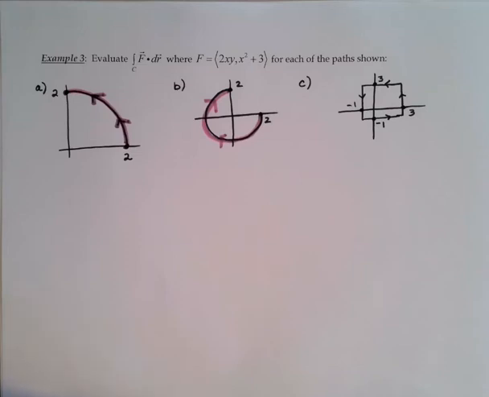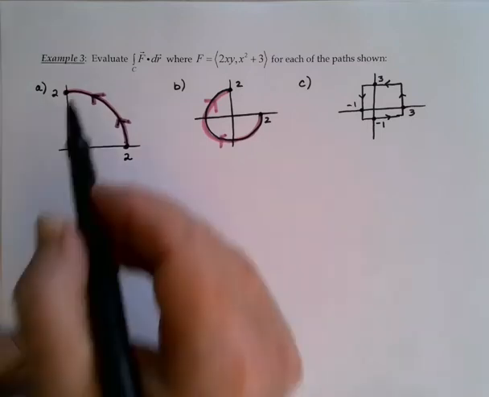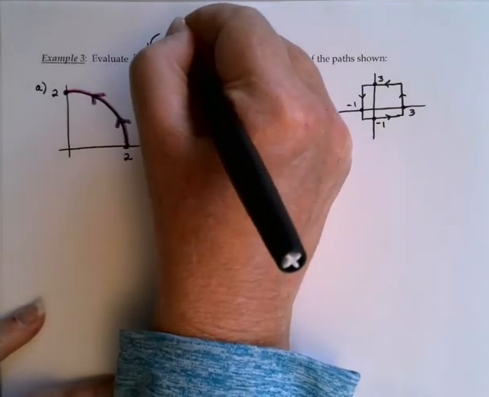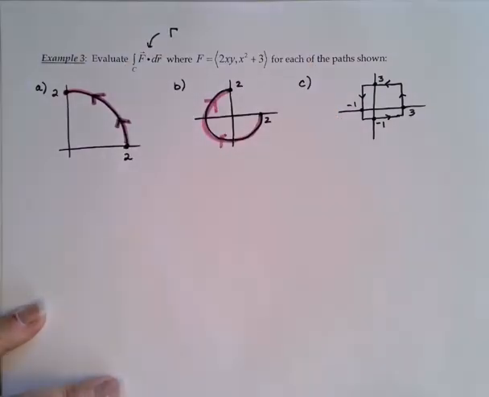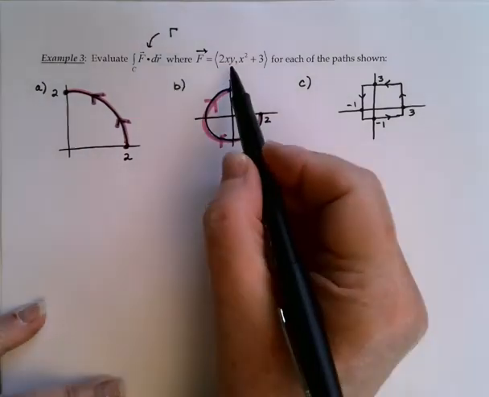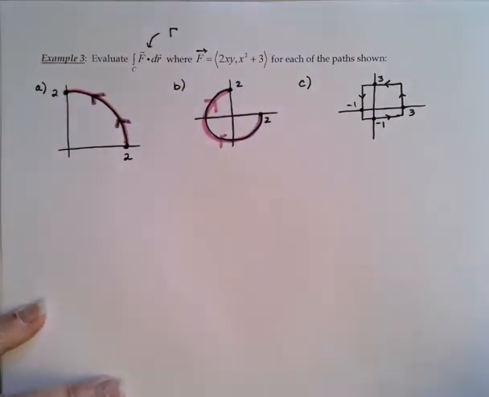This is Math 251, and this is 14.3, Part C. In example 3, we would like to evaluate our circulation integral. Again, multiple ways of writing that, but that's just one of them. Where our vector field F is 2xy, comma, x squared plus 3.